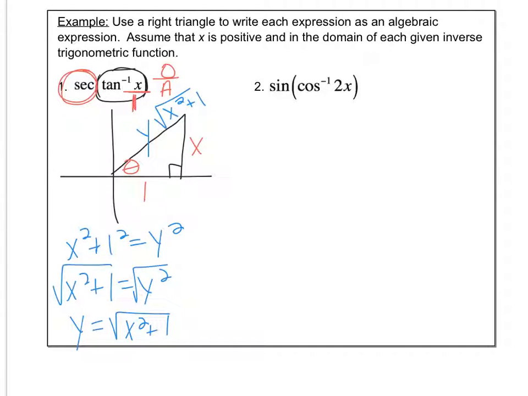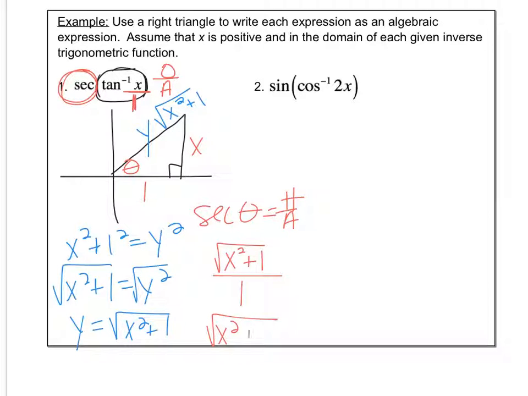I want to find now secant of the angle, now that I got everything set up by what the inside function told me. Secant of the angle. Secant is hypotenuse over adjacent. So the hypotenuse is the square root of x squared plus 1 over, the adjacent is? The adjacent side is 1. So it's really just the square root of x squared plus 1.